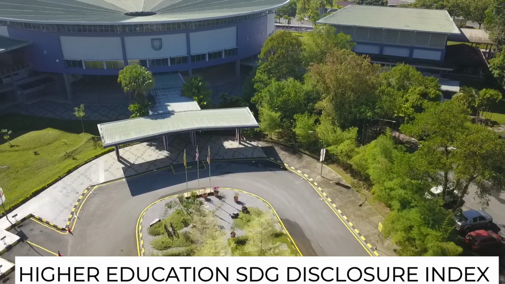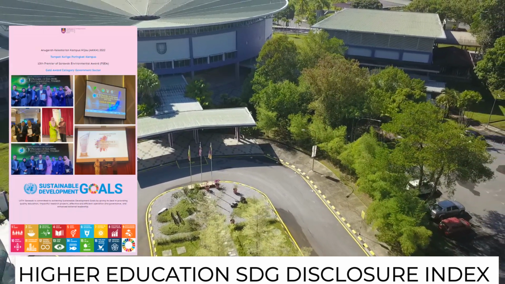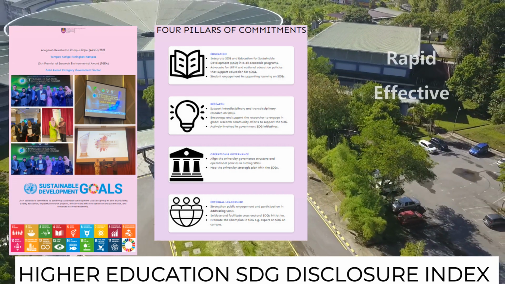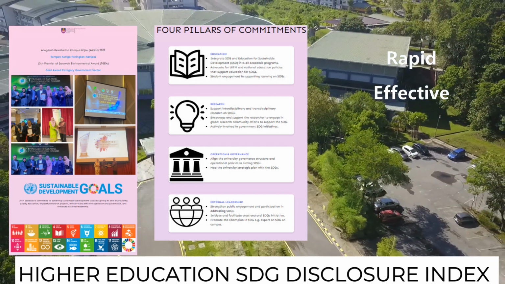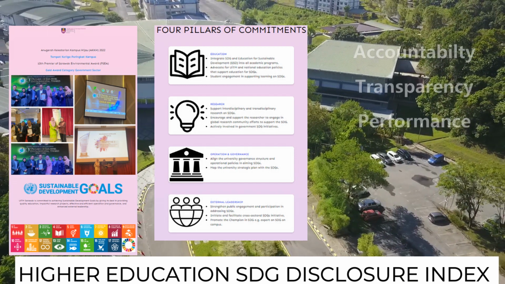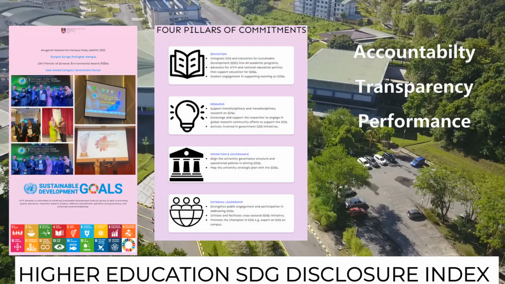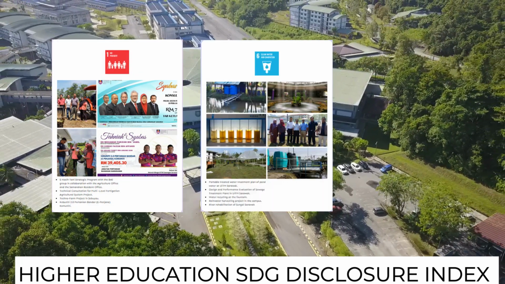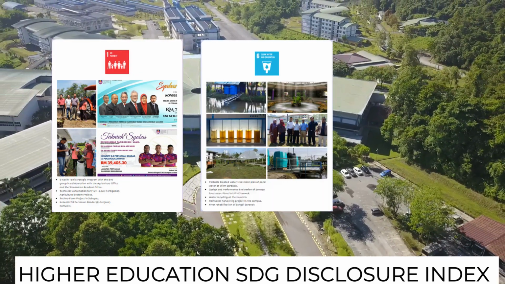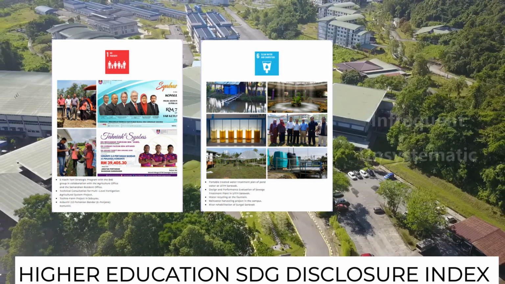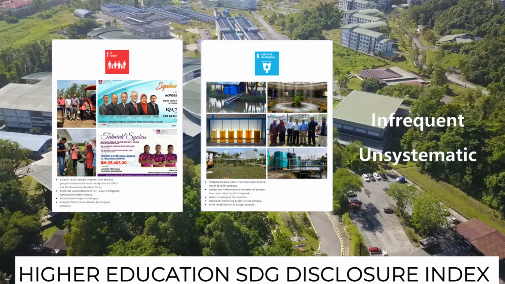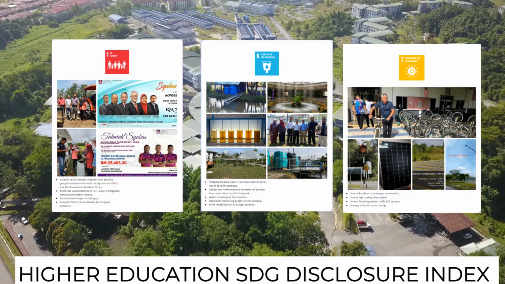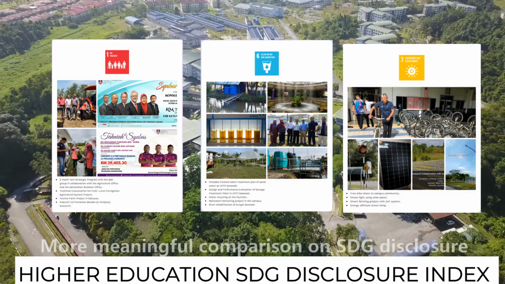Higher education institutions declare their SDG activities on their websites for rapid and effective information delivery that helps improve accountability, transparency, and performance. Despite the website's effectiveness as a tool for information dissemination, reporting of sustainability practices was infrequent and unsystematic. This reporting discrepancy must be resolved to make HEI sustainability disclosure comparisons more meaningful.